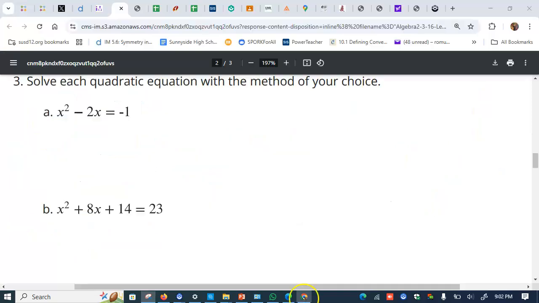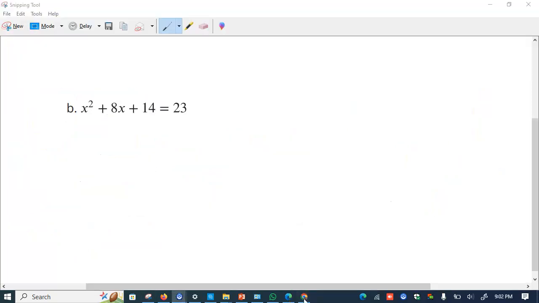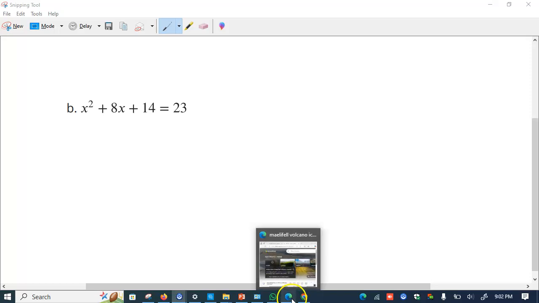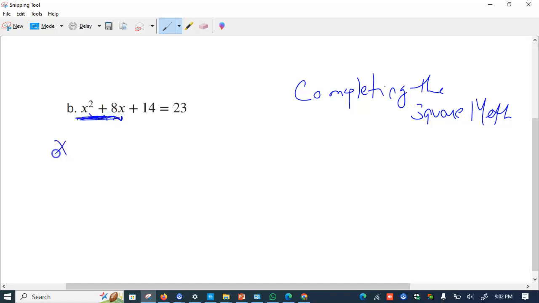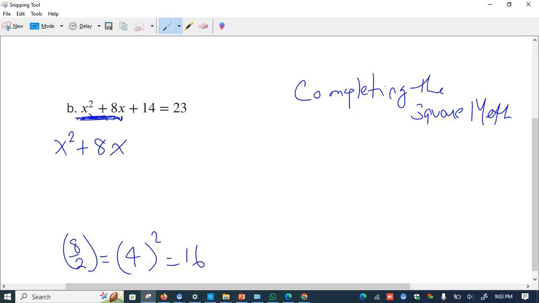Let's go to the fourth question. This kind of problem, we can do many different ways. I'll try to use the completing the square method. Now, what is this completing the square method? Remember these two pieces are important. x squared plus 8x, and you can say there's an 8 there. So what you do is take half of 8, which is 4, squared is 16. But the problem is you don't have a 16 here.